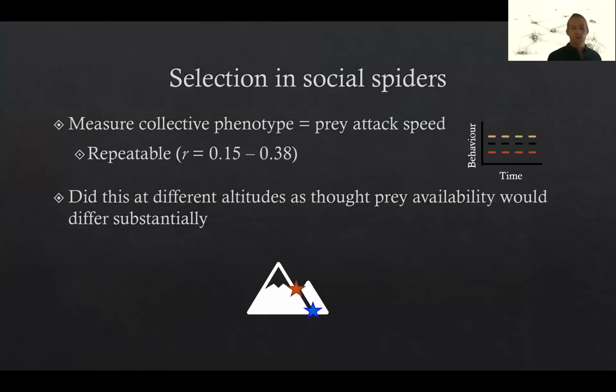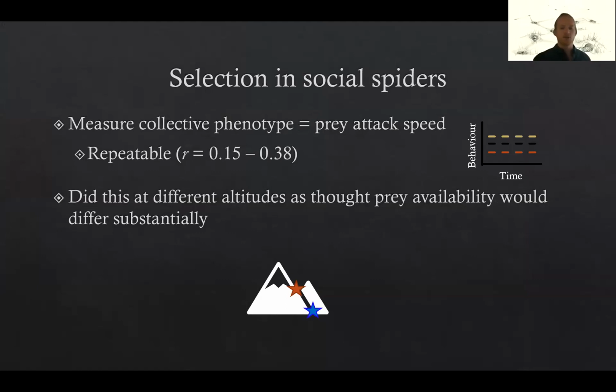Now, we needed some kind of collective or colony level phenotype to measure selection for, and we chose prey attack speed. This is how, when you simulate a prey item being caught in the web, how quickly the spiders will rush out and try and mob it. And we know that this is repeatable. Different studies get values between 0.15 and 0.38. So we know colonies differ in how willing to attack a prey item they are, or how aggressive they are.